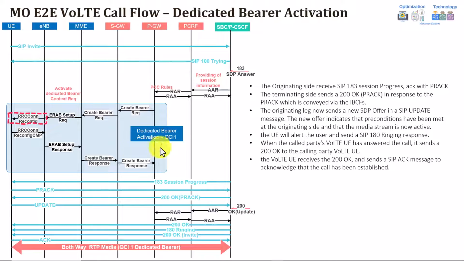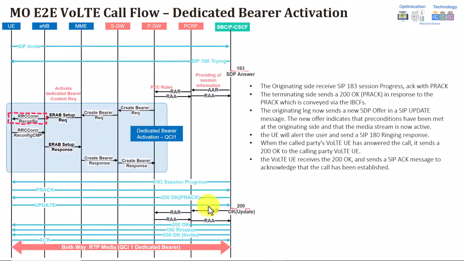Once the bearer is being established, in between this might be sent as well, but the mobile originating side will now receive the 183 session progress, and we reply with PRACK. Then the terminating side will reply with 200 OK PRACK, coming through the serving SBC or PCSCF. Usually they call PCSCF as SBC. So it will forward 200 OK PRACK, and because precondition is on, the other side will not send ringing until he receives the update message.